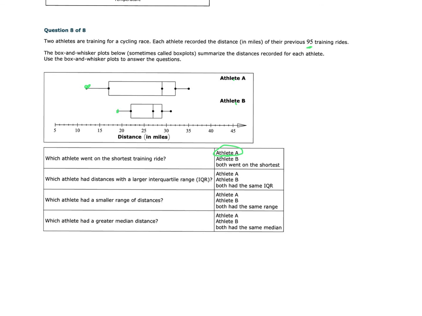Which athlete had a distance with a larger interquartile range? So we're looking at the range. We're looking at the box in the middle, the IQR. Which has the biggest inner box? Well, it's kind of obvious. Athlete A has the bigger one. Not which was higher, but which has the bigger box. Question 3. Which athlete had a smaller range of distances? So we're looking at the two endpoints. Which one has the smaller range, meaning the numbers are closer together, biggest minus smallest? Well, that's athlete B.